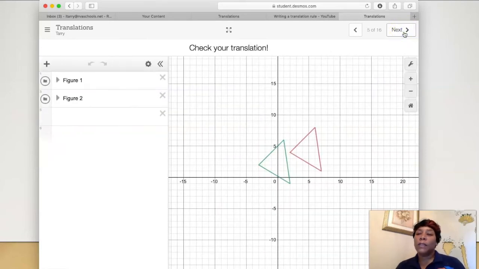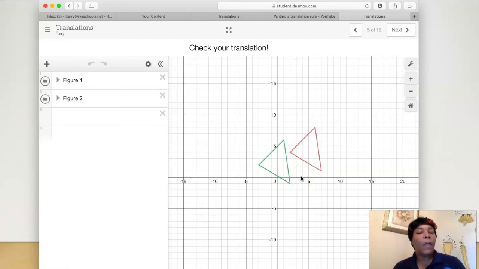All right. So this one is just a little bit different. And again, this one, paying attention. First thing I always want to do is check my intervals on my X and Y axis. And it looks like it's going by ones again. 1, 2, 3, 4, 5. Great. So this one, check your translation.